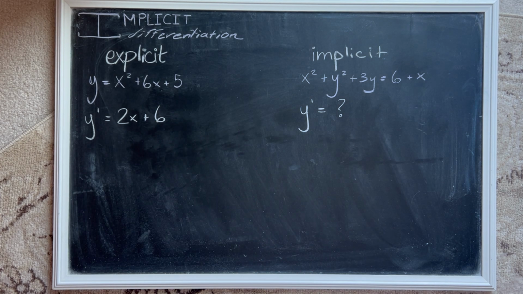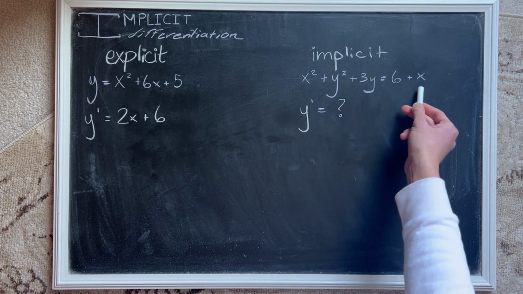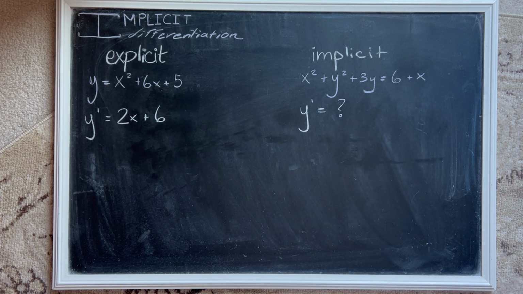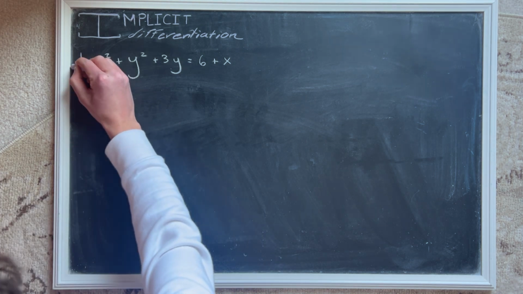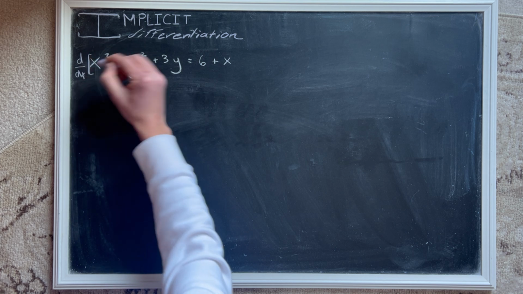But this is an implicit curve. You could try solving for y in order to find y prime, but you realize you actually can't solve for y in here. So this is where implicit differentiation comes in. In order to find the derivative of this curve, we have to use a workaround. The first step is always to take the derivative with respect to x. So that would be d over dx to both sides.